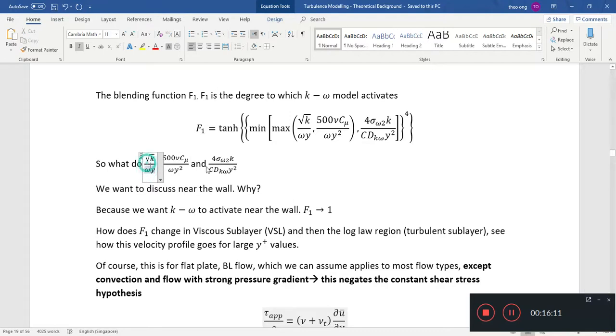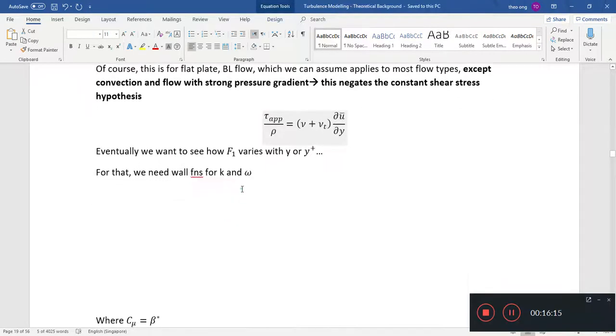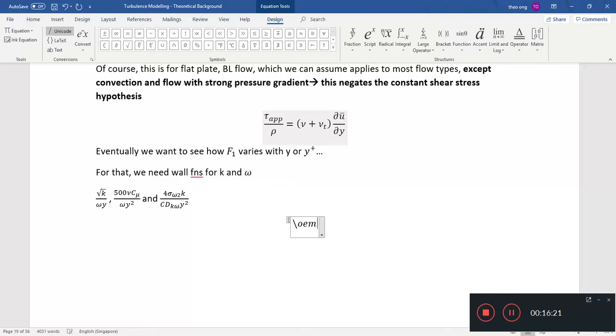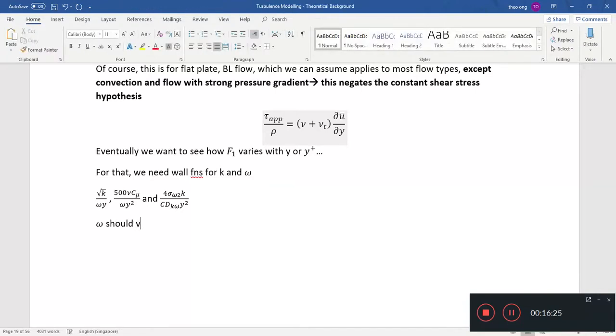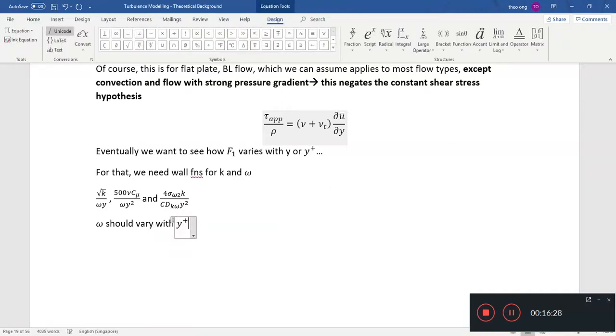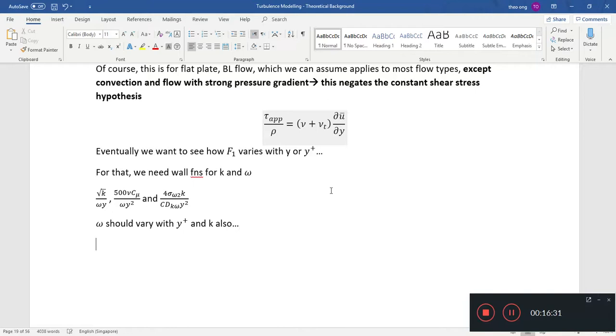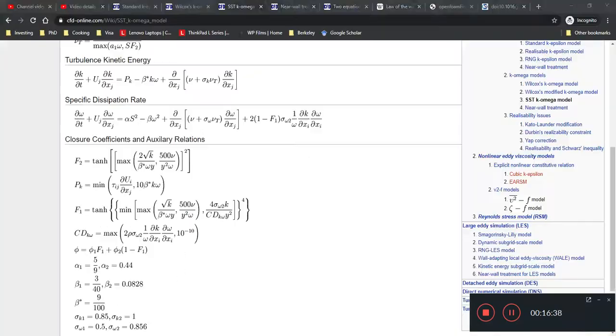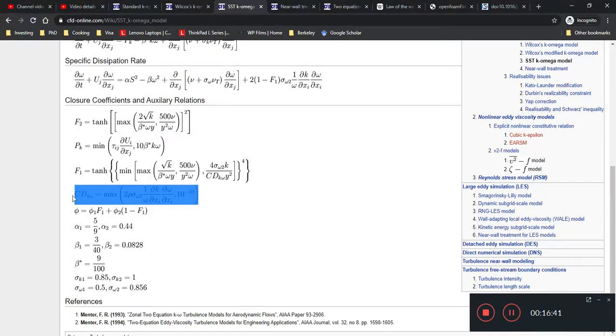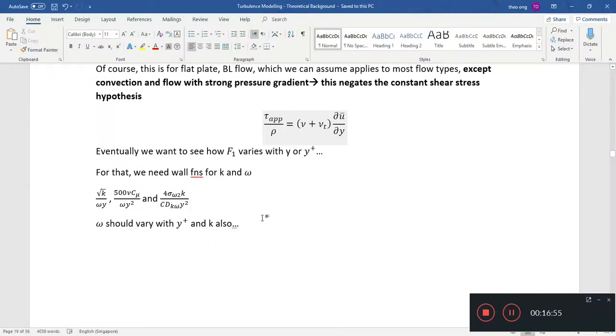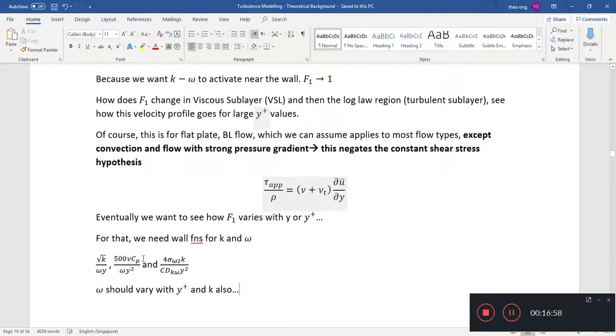Alright, we need wall functions for k and omega. Omega should vary with y plus, and k also. Anyway, this CD thing, I don't want to overload you with too much data, but I have to say this CD thing is this function here. I'll get to that a little bit later. But anyway, we shall continue. We will deal with the first two terms first.